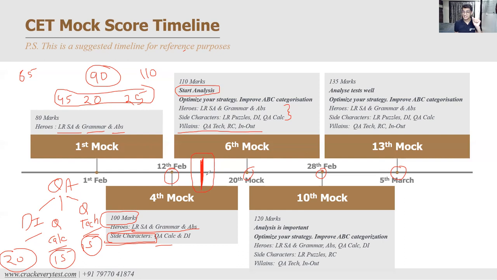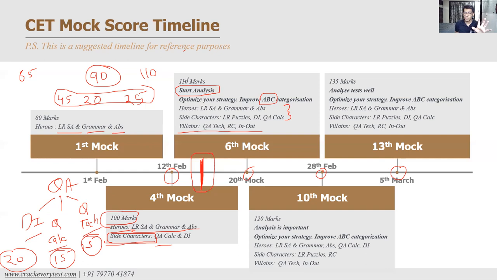And that is why in 8 days you will give only two mocks, because you are going to work on your analysis of the first 4 mocks and build a strategy for the forthcoming mocks. So this is where a lot of things are going to change. Now look, here you start your analysis, you optimize your strategy, you start working on your strategy. How to use the ABC categorization is where I teach the students here. So by the 6th mock, this is what you should have.